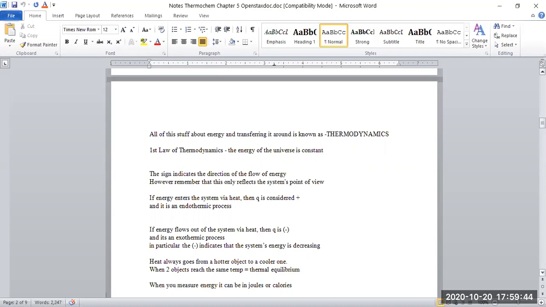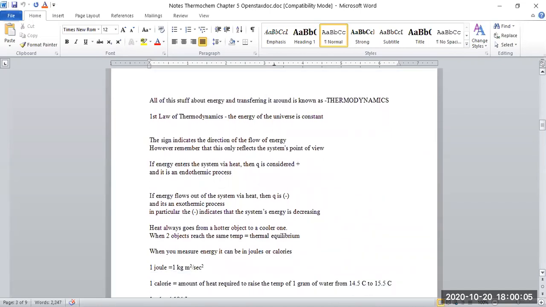If your Q is positive, this is considered to be an endothermic process. Okay, back to the idea that you are gaining heat from the surroundings into the system. This is why they're calling it a positive value.